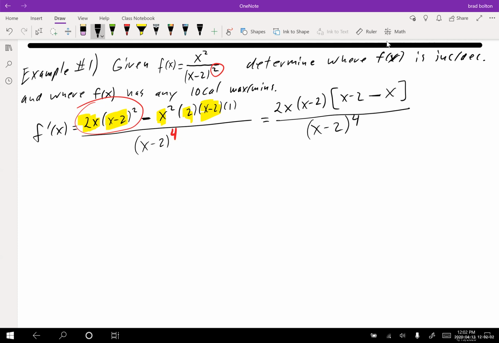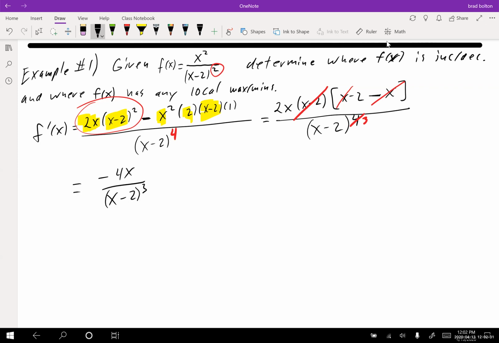Okay, so that was just a little brain typo. Now I notice that there's an x minus 2 here. I can take one of these and bring it down to a power of 3. This x and this x cancel. So by combining like terms, we now have 2x times a negative 2. So I actually end up with negative 4x over x minus 2 quantity cubed.